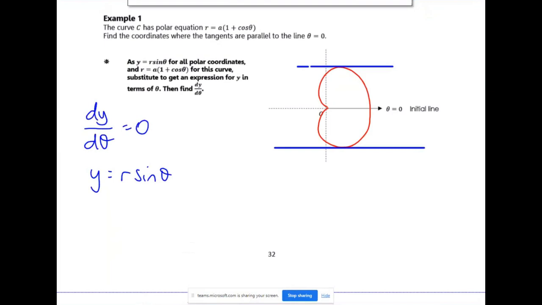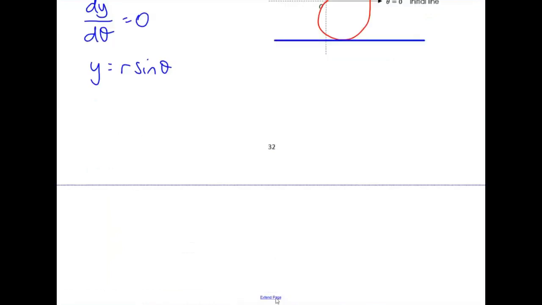To be able to differentiate y, I need it all in terms of theta. So it's in terms of r and theta at the moment. So what I do is I take my polar curve and just swap it in for r in there. So my expression for y is a(1 plus cos theta) sine theta. Okay, and this is what you're always going to do. You're going to start off with y or x equals r sine theta or r cos theta. So we pull the curve in, and then it's a case of differentiating this thing.